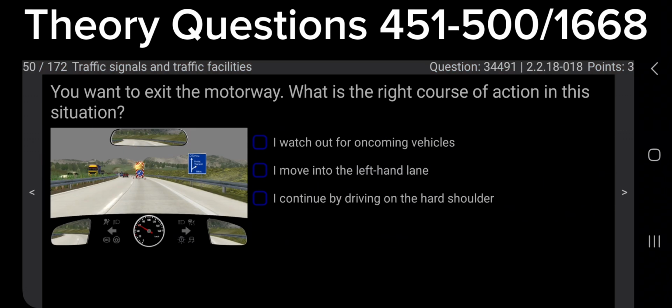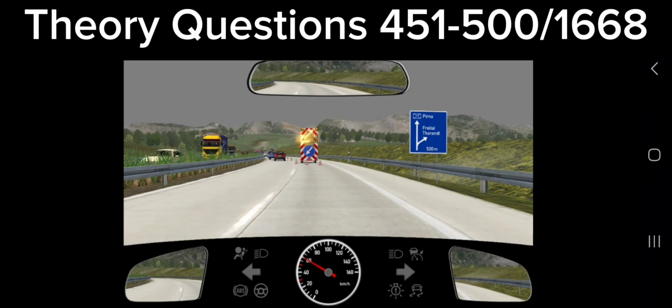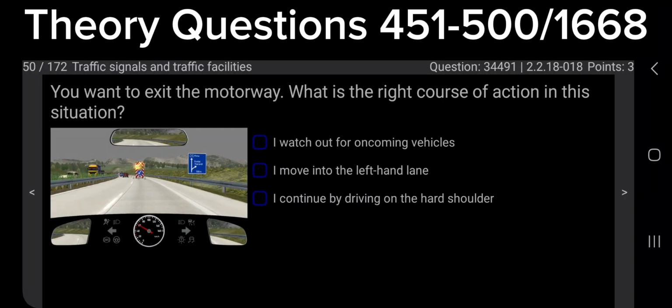You want to exit the motorway. What is the right course of action in this situation? I watch out for oncoming vehicles. I move into the left-hand lane. I continue by driving on the hard shoulder.